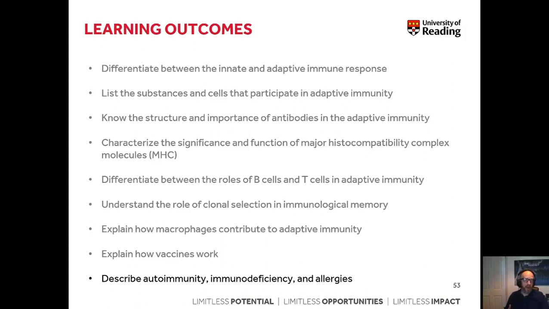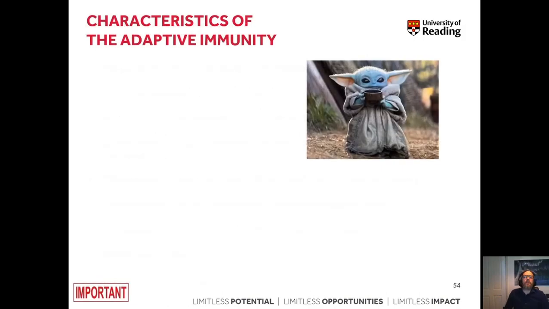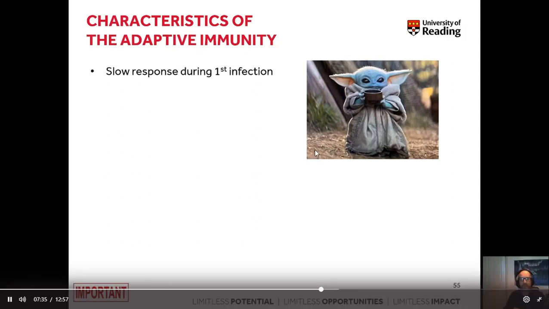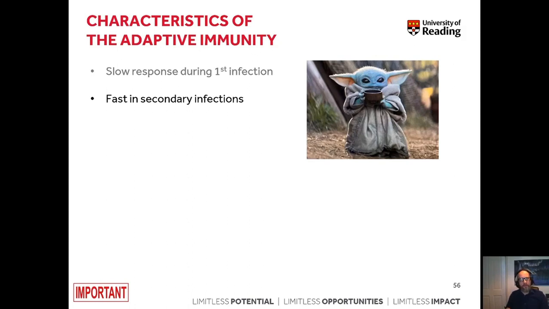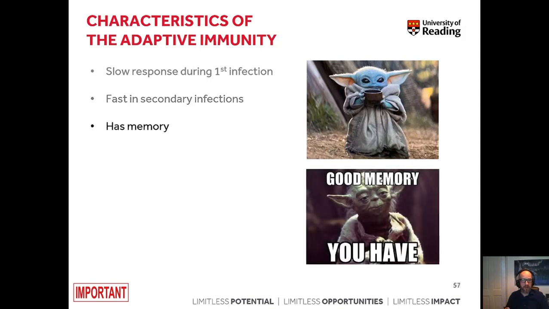The last learning outcome for today's lecture is that you should be able to describe autoimmunity, immunodeficiency, but also allergies. So, what are the characteristics of adaptive immunity that are different compared to the innate immune system? First of all, the immune response caused by the adaptive immunity is usually very slow during first infection. And this is a difference to the innate immunity, because innate immunity kicks in fairly quickly. However, the adaptive immune response is quite fast in secondary infections.